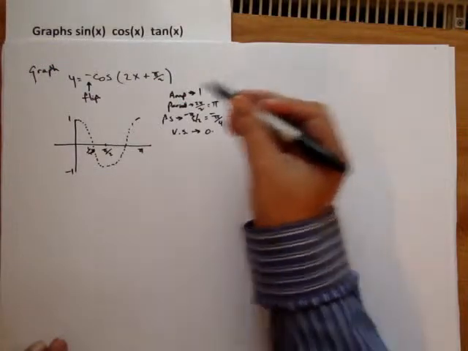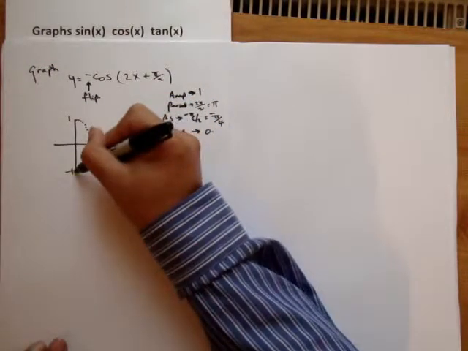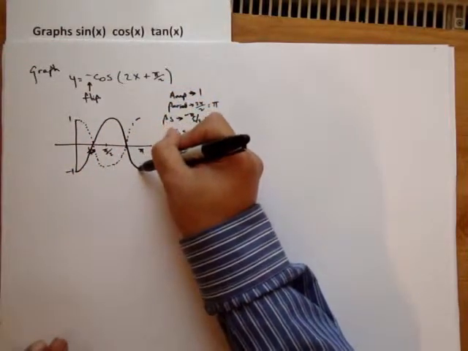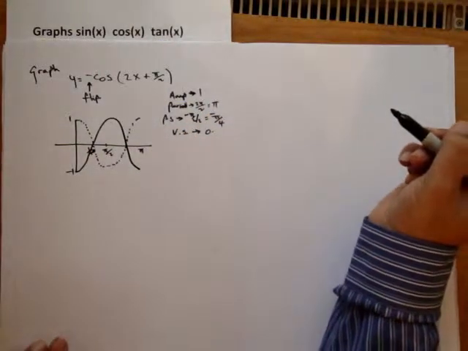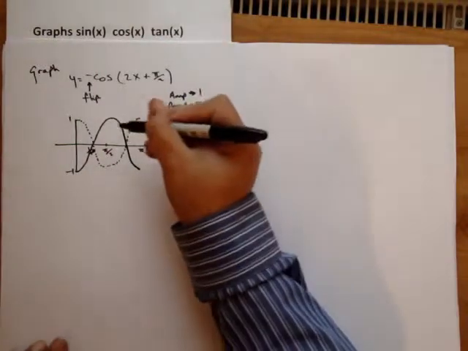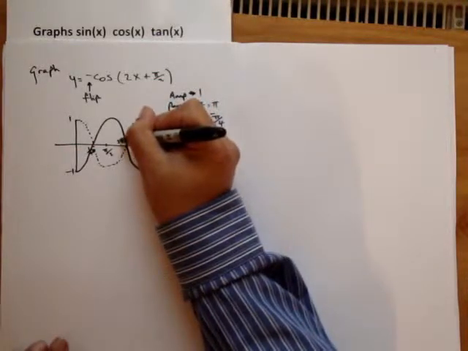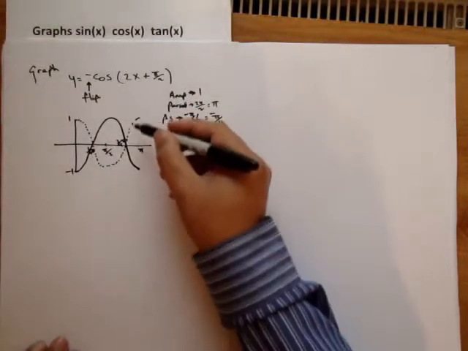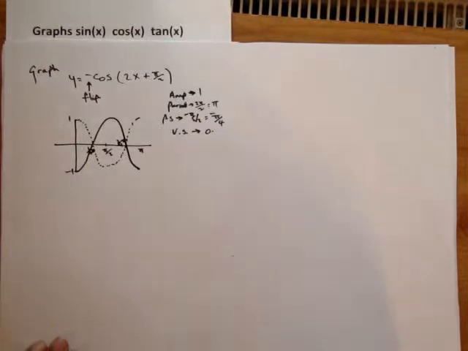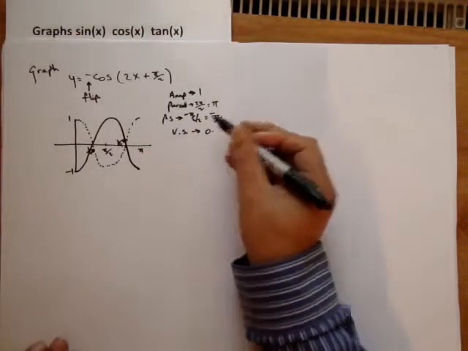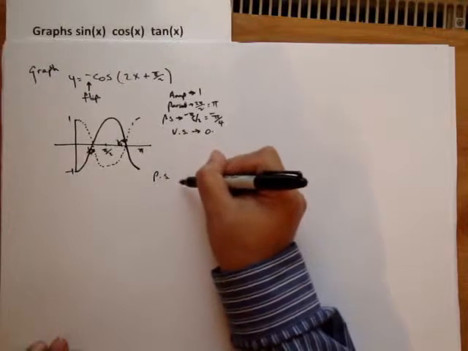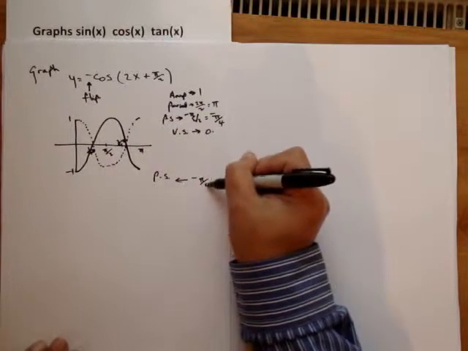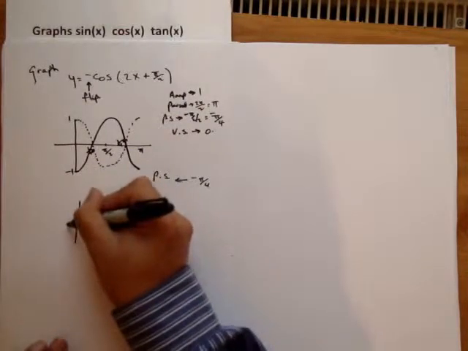Our flipped curve will start at -1, go up here, down here, and across there like that. And over here we'll have 3 over 4 pi. So this is our flipped curve, this is our normal curve. Now we need to do a phase shift. So this is the last thing we do, phase shift of -1/4 pi.